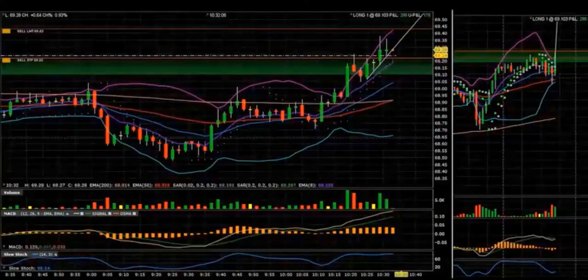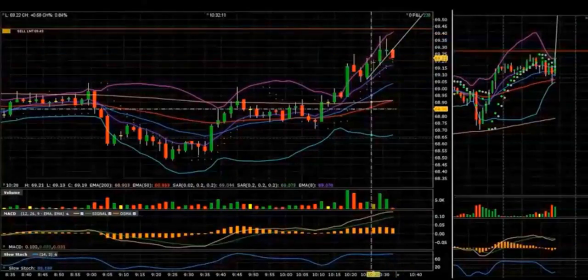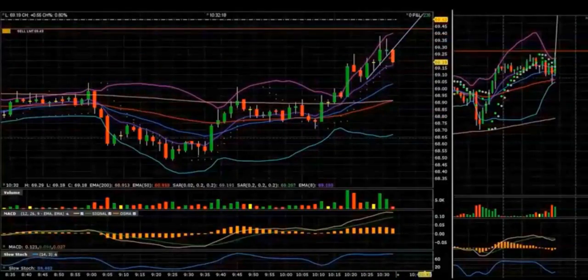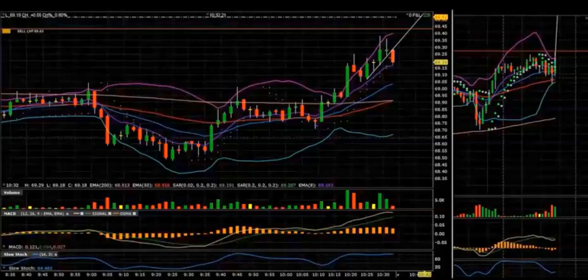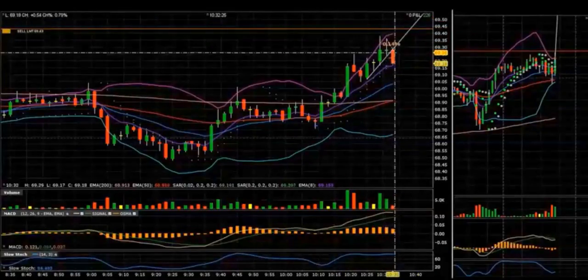Now it's starting to break the trend line. Now we have a downtrend. There we stopped out. Now my profit is 226 for the day. Getting a late start at trading.